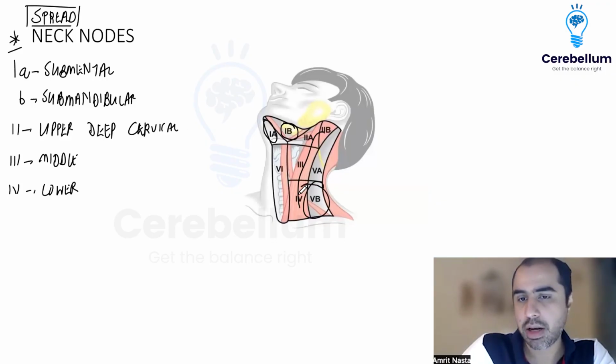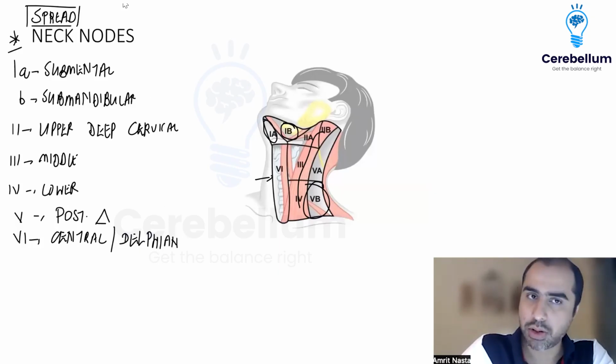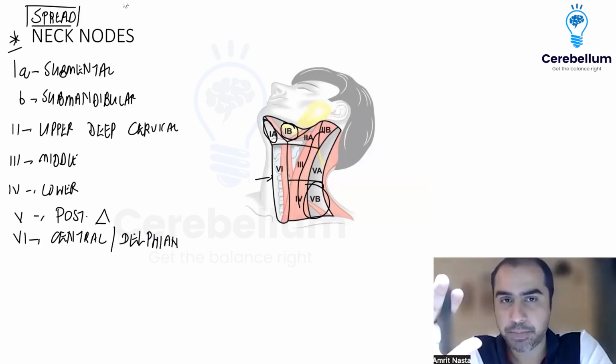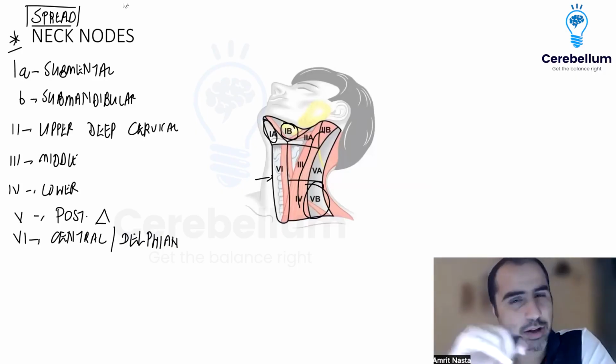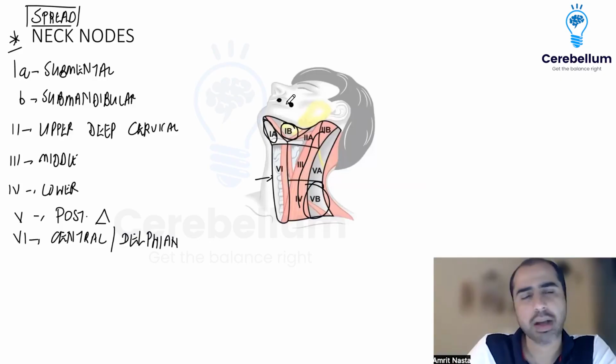Then you have this level 5, which are called as posterior triangle. And then you have level 6, which are in front over here, also called as Delphian nodes. This was asked in FMG. Level 6 nodes are also called as Delphian nodes. Easy question there. So you have these 6 levels of nodes. If I have a cancer, let's say in the lip or in the cheek, which of these nodes do you think will be affected first?